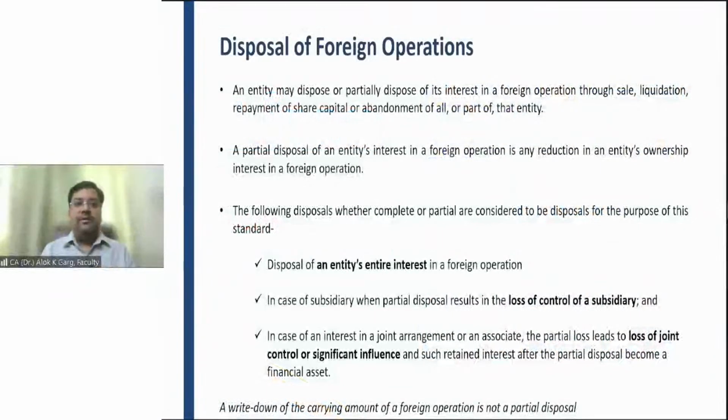Any doubt in the translation of foreign currency transaction, initial measurement, subsequent measurement, translation of entities' financial statements into a presentation currency, translation of foreign operations into a parent's presentation currency, elimination of intra-group balances? There is a concept in case of a difference in reporting period. Okay, everything is clear? Good, great. So now let's discuss the disposal of foreign operations, right?